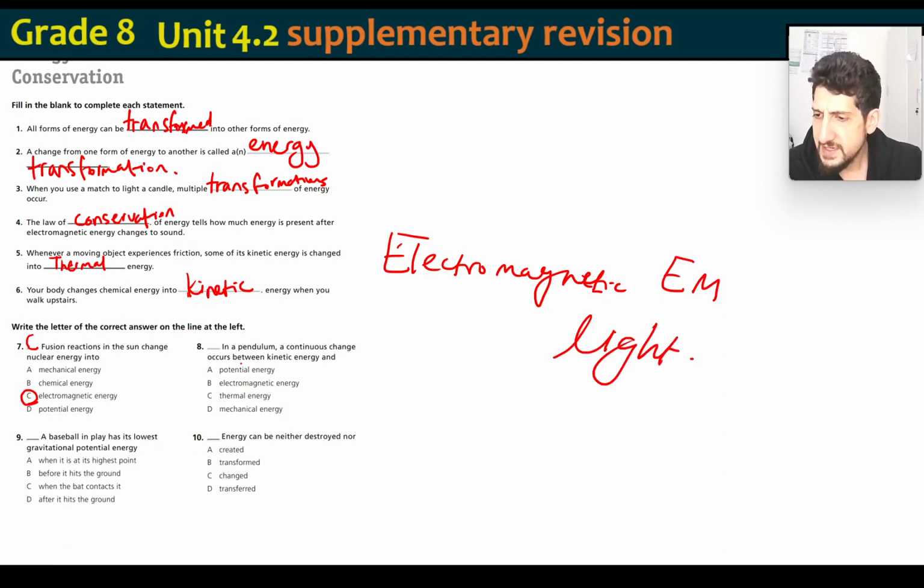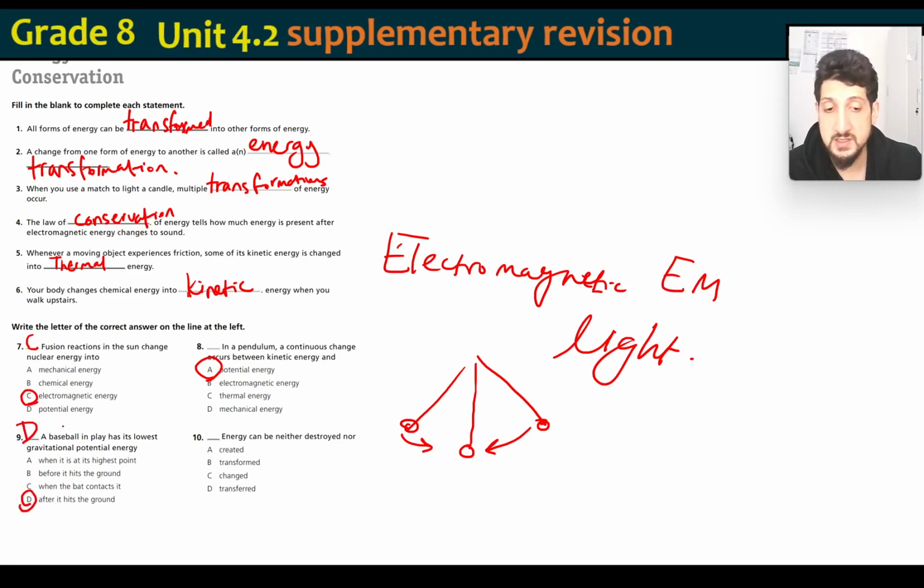In a pendulum, a continuous change occurs between kinetic energy and potential energy. It goes from gravitational potential at this point down to kinetic at this point, back to gravitational potential at this point, and so on and so forth. Number 9, a baseball in play has its lowest gravitational potential energy when it hits the ground, because then there's no height.